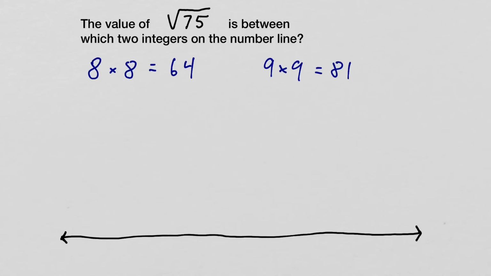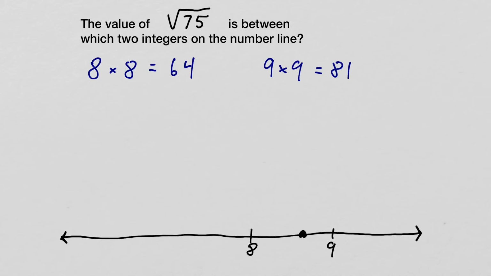Now, right away from here, we have our answer. We know that our answer is going to come somewhere between the numbers 8 and 9 on the number line, and 81 is closer to 75 than 64, so I would probably draw my dot somewhere over there.